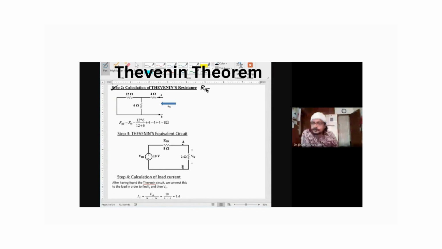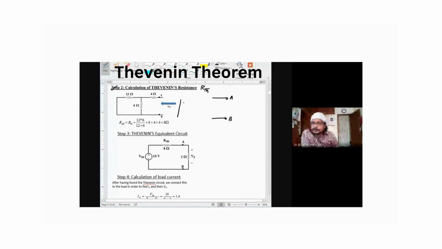Okay. Now, what should you do? For calculating the Thevenin's resistance, though the circuit diagram is available, we should remove all the sources. Once again, I'll write for you. I am having the open circuit terminals AB here. Then we should remove the sources. Here I had a source. What source was there? Voltage source was there.